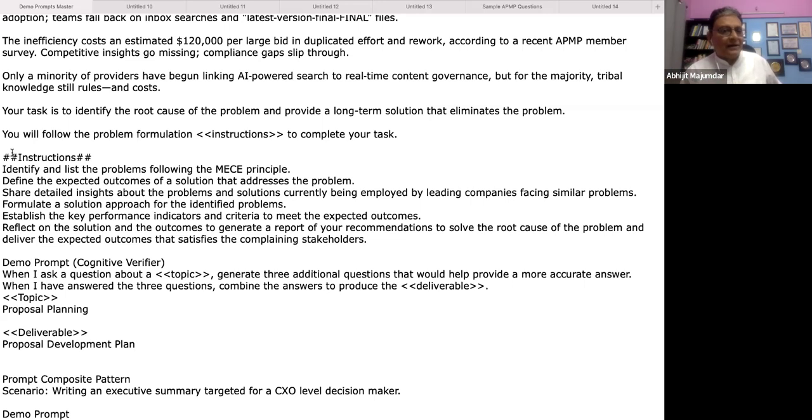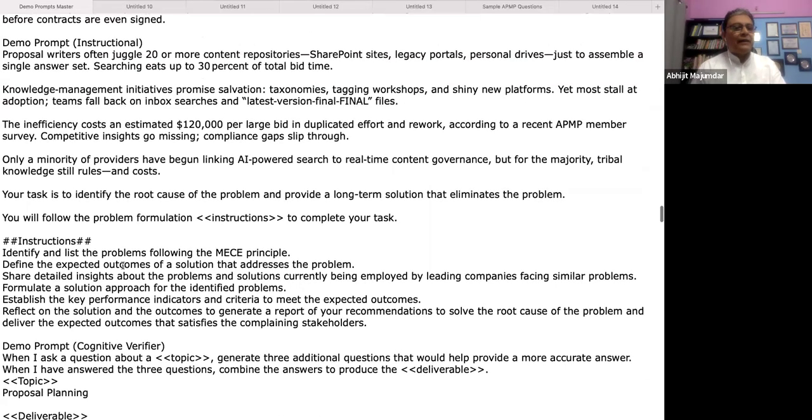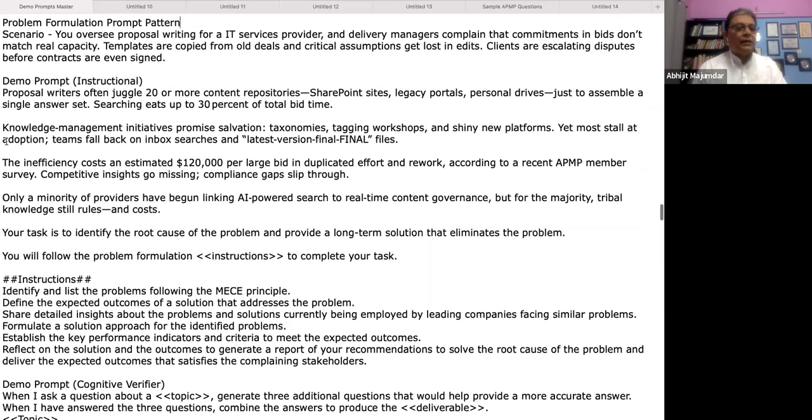Share the detailed insights about the problem and the solution currently being used, and also take the reference of other companies who have similar types of problems and have tried to solve the problem. Is that knowledge available? So I am using this, and then let me use this prompt here and show you.